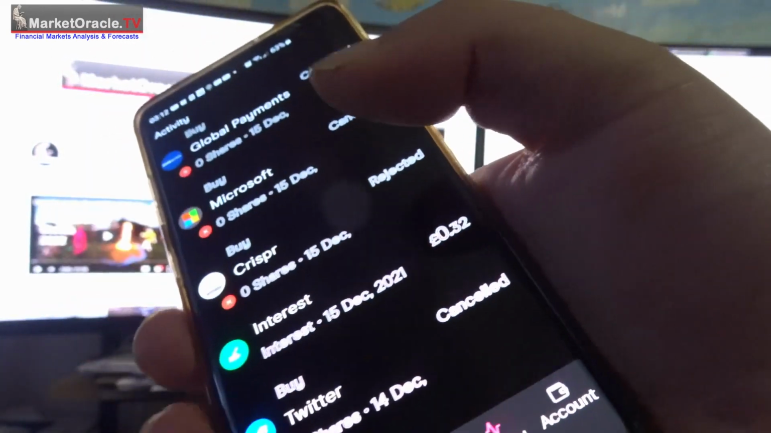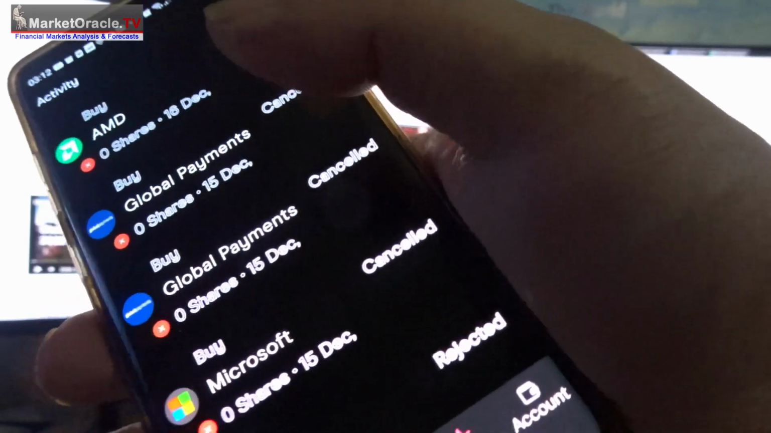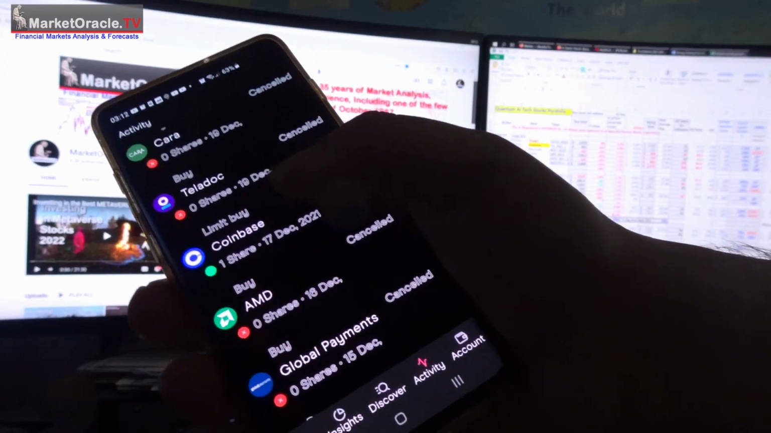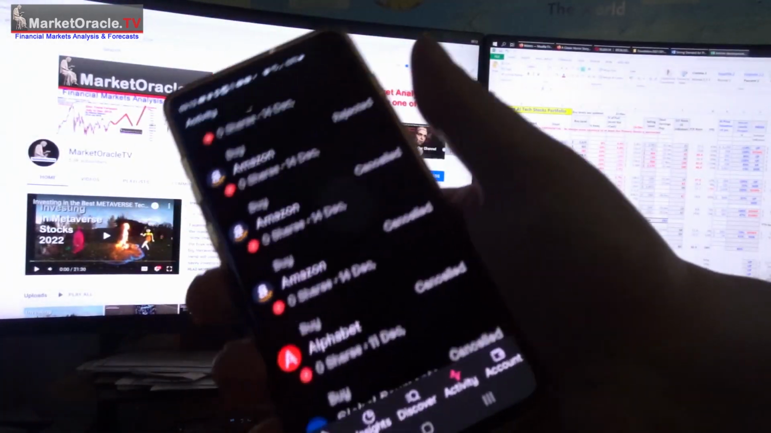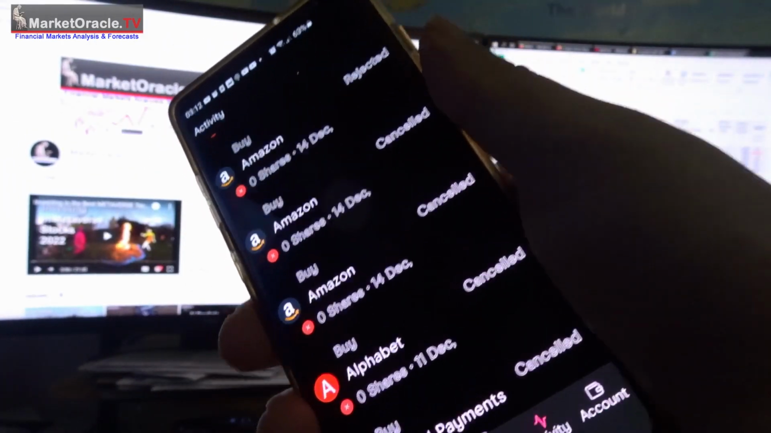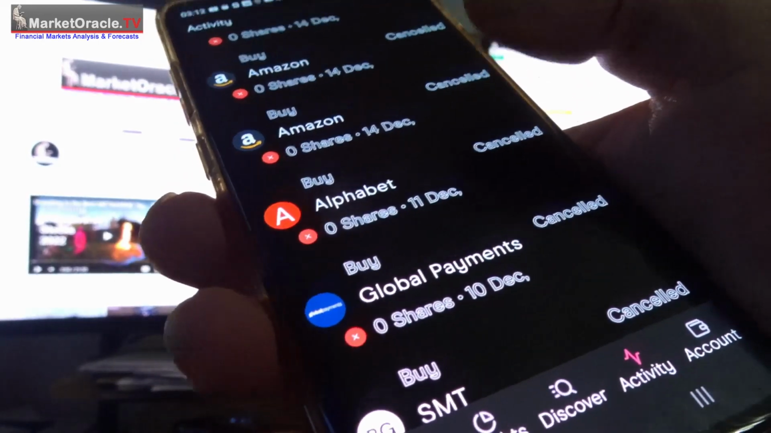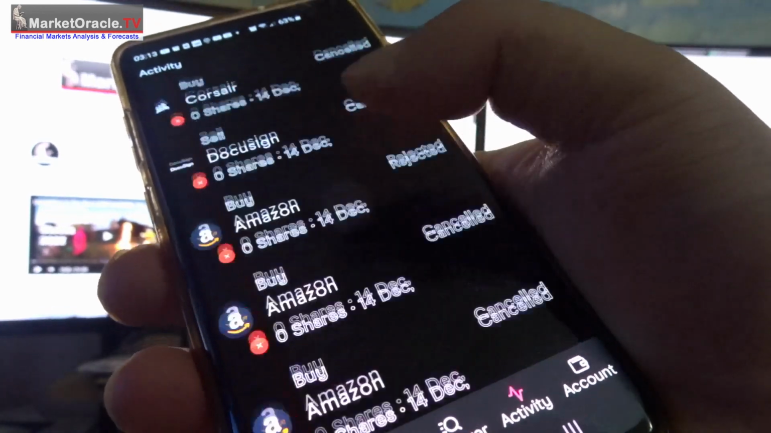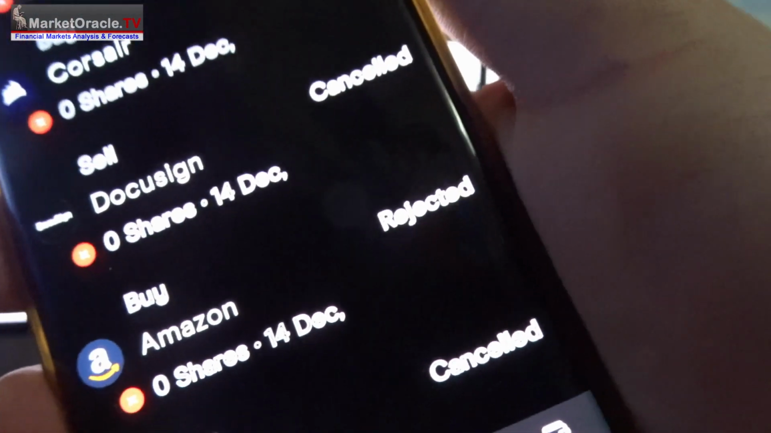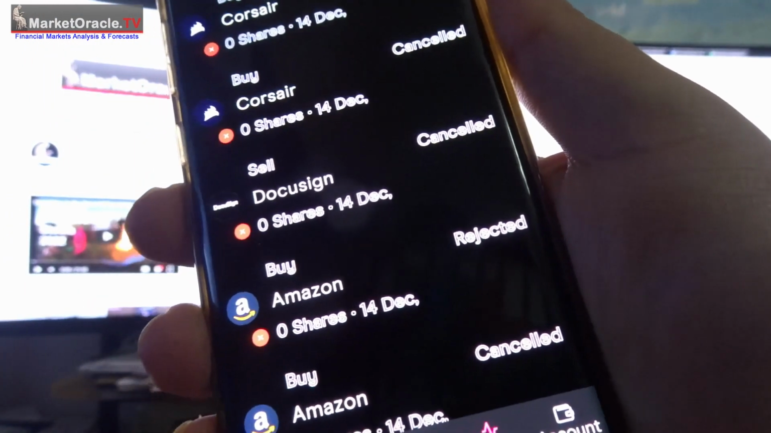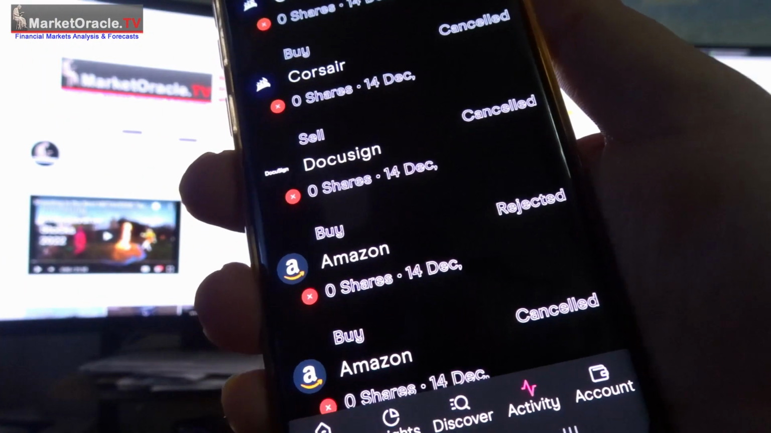eToro is the best platform, period, but it's an outside-ISA platform for mainly US stocks, though they do cover a lot of other stocks. Anyway, it's not a sales pitch for eToro. This is my feedback on using Freetrade. It's a very rough platform, and I don't like the fact they cancel orders, but there is a rationale behind that. And I don't like the fact that they reject orders. There is no rational reason why they should reject orders.